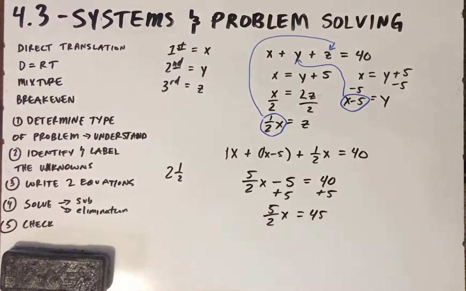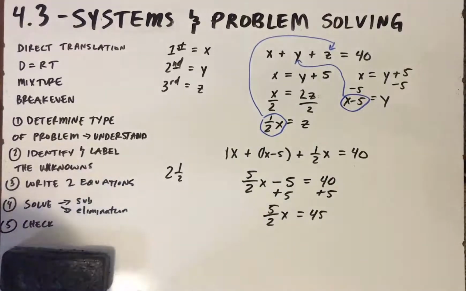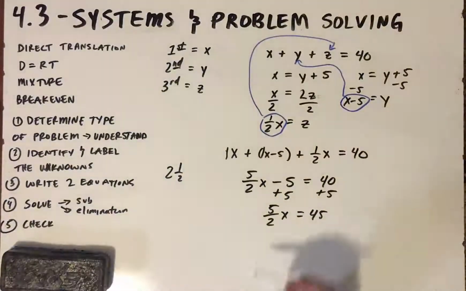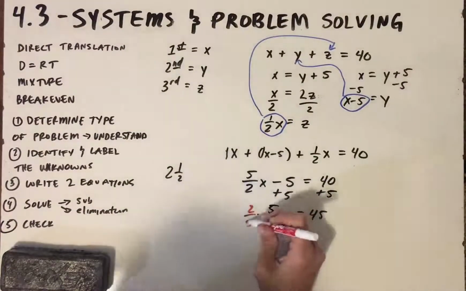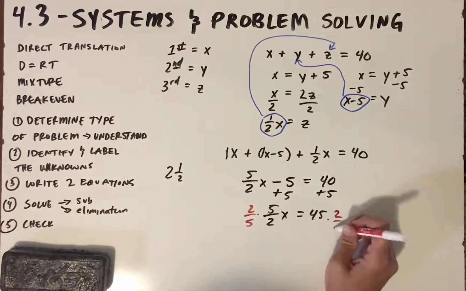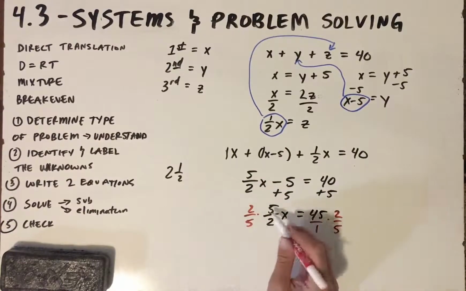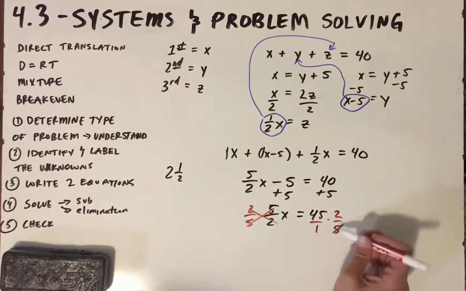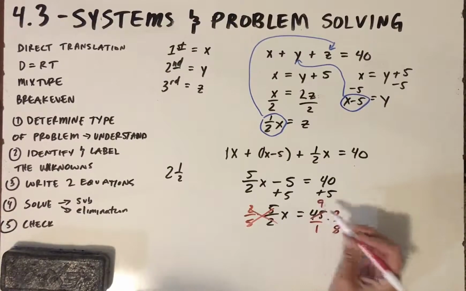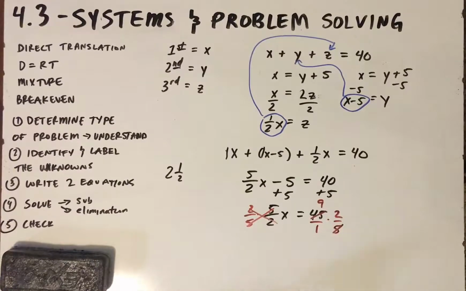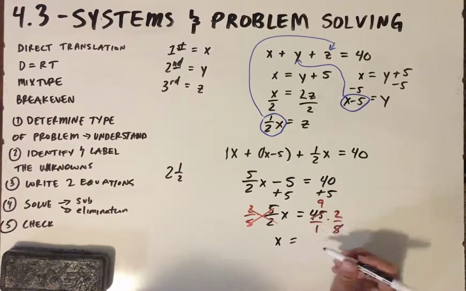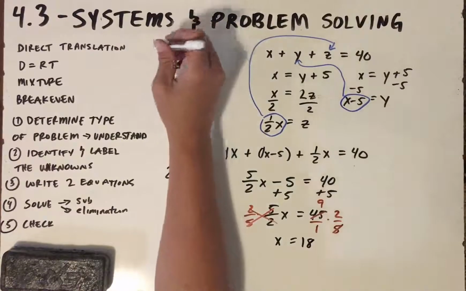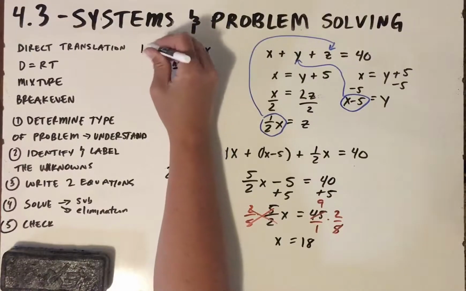Quickest way to get to x here is to multiply by my reciprocal. Okay, so I'm going to multiply by 2/5. This will cancel, and I will just have x, and this 5 will go into that 45 9 times. So I get that x is 18. 9 times this 2, x is 18. All right, so the first number then we say is 18.